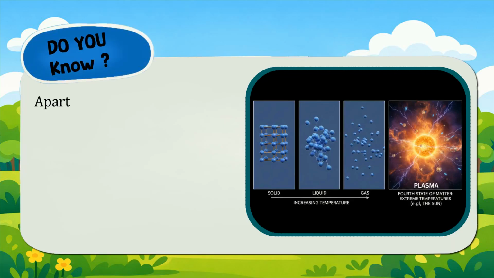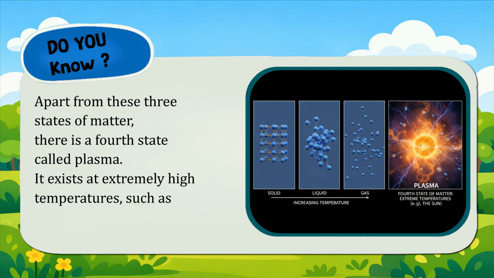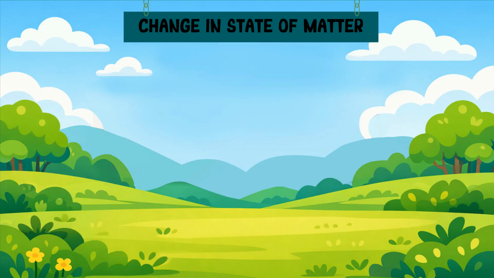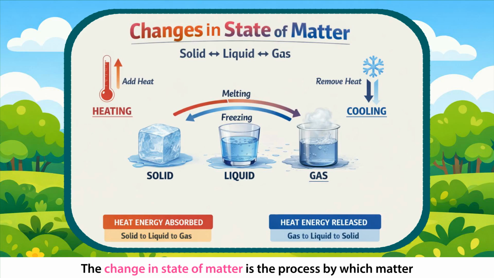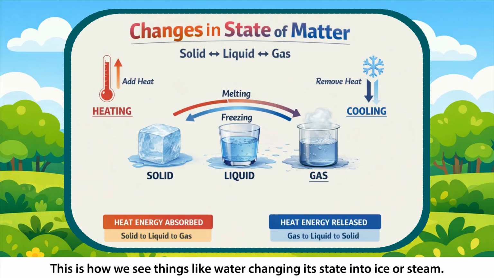Do you know, apart from these three states of matter, there is a fourth state called plasma. It exists at extremely high temperatures, such as those found in the sun. Change in state of matter. The change in state of matter is the process by which matter changes from one state to another. It happens by heating or cooling. This is how we see things like water changing its state into ice or steam.